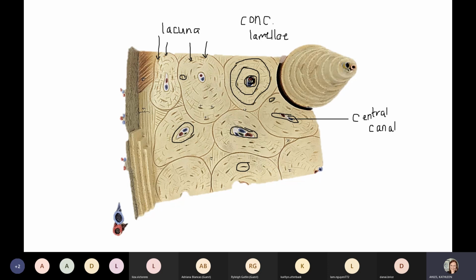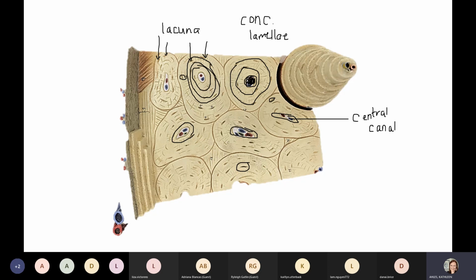Let me color in here my central canal. The concentric lamellae around the central canal. So we'd have them over here as well. We have a little line of cells, another little line of cells. It's not perfect, right? But it's these lines of cells that we see around the central canal.